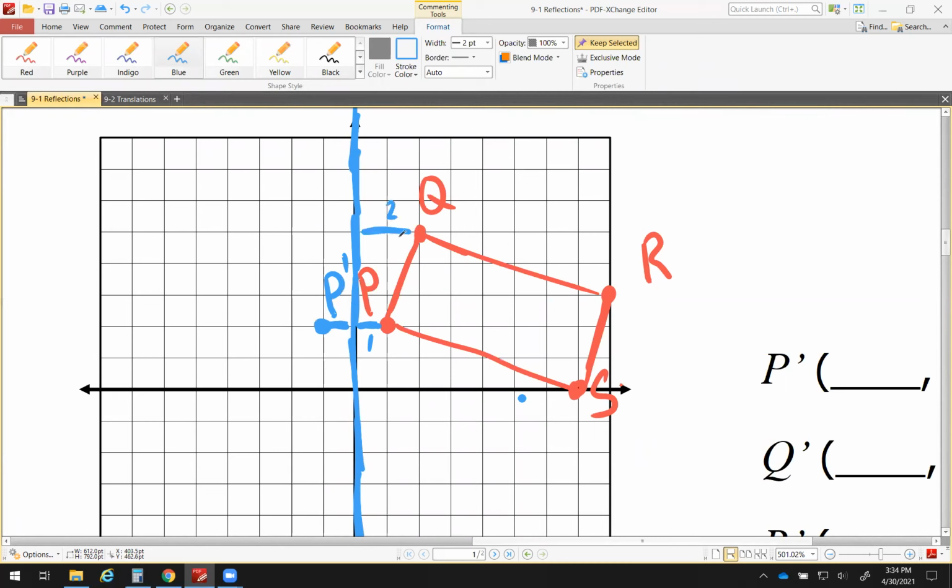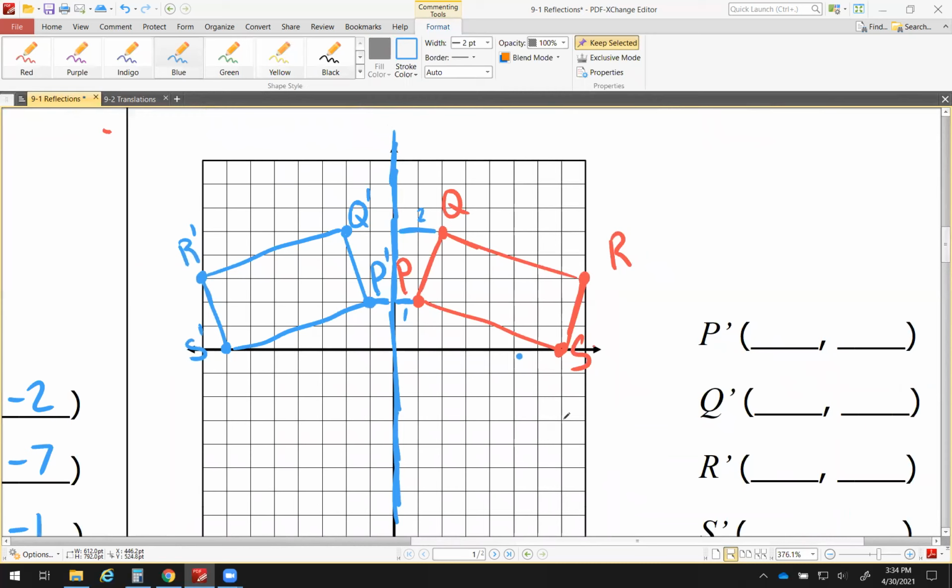Q is 2 units away, so Q prime will also be 2 units away. R is 8 units away. That's how wide this graph is. So it's going to be 8 units away on the left side for R prime. And then finally, S is 7 units away and sitting on the x-axis. So S prime will also be that distance, just in the opposite direction. And there is our mirrored or reflected rectangle.